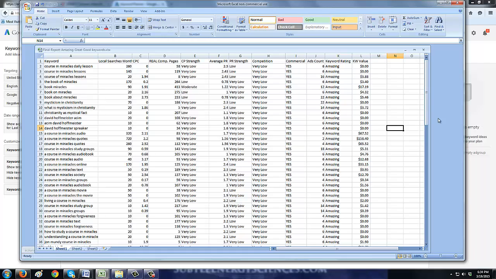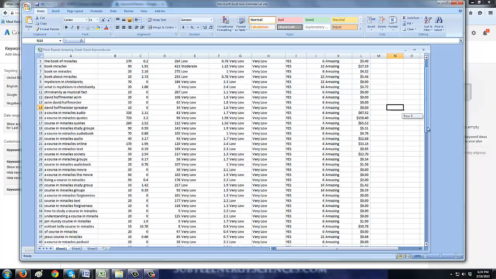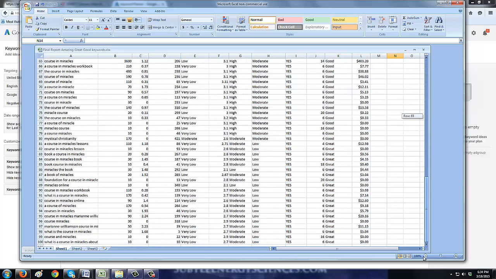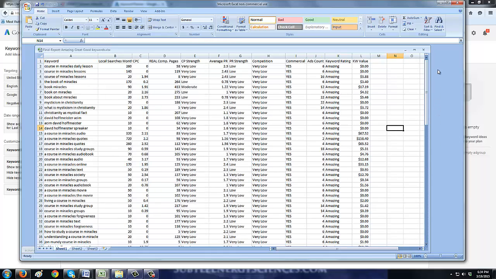And what you'll see on this Excel spreadsheet is called Final Report, Amazing, Great, Good Keywords. And you'll get a copy of this. On this report, there are 100 different words, long tail keywords or regular keywords, and you can see each column has a designation, and I'm going to go over that for you right now so you understand the quality of this data and why I recommend that you use this.